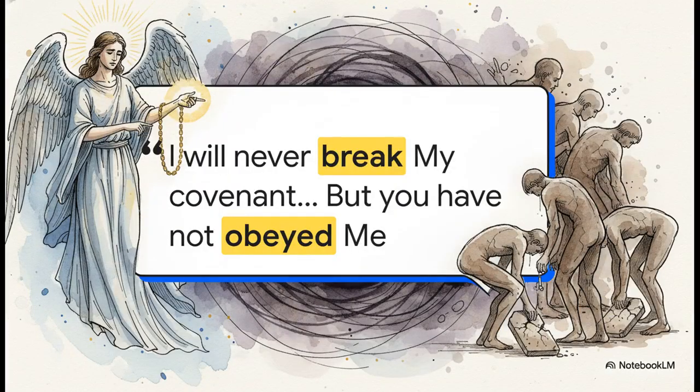And the text doesn't let this cycle go unnoticed either. In Judges chapter 2, the narrative actually uses divine messengers to confront the people. The angel at Bochim states it clearly, "I will never break my covenant with you, but you have not obeyed me. What is this you have done?"